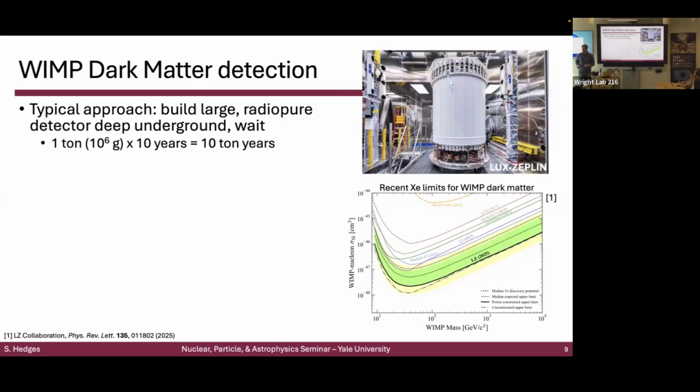The typical approach if you're building a WIMP detector is you get a large detector, you make it very radiopure, then you put it deep underground and then wait for something like 10 years. So the exposures for these detectors are typically on the order of 10 ton-years. Shown here is an exclusion plot from a recent LZ paper showing where the limits are for xenon right now. So you have this one approach of taking a ton of material and waiting 10 years.